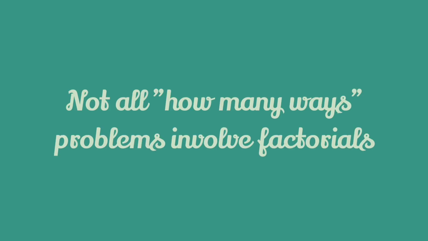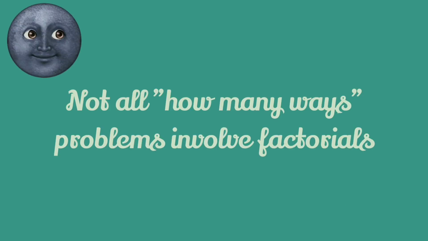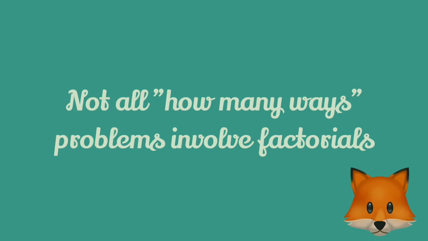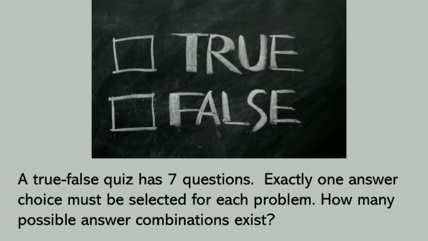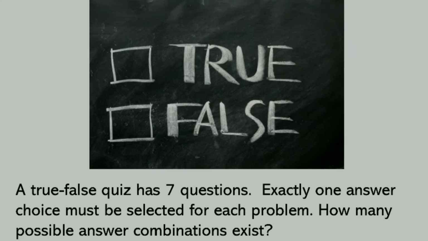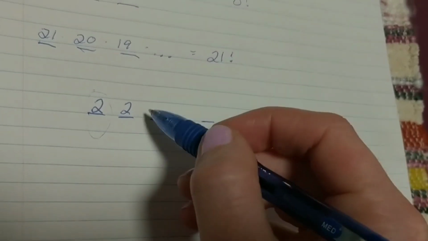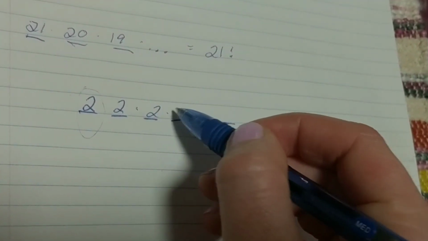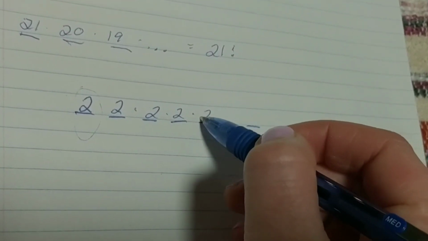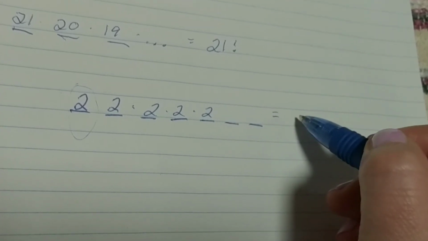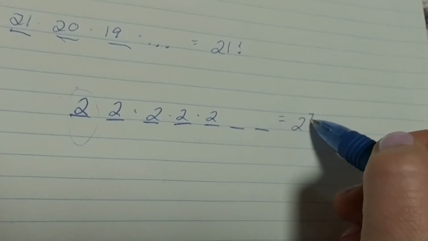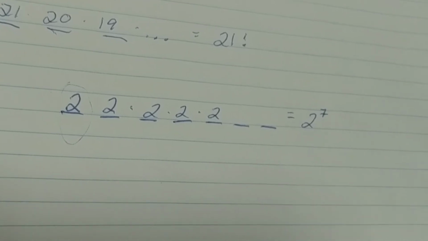Not every problem involving the number of possible combinations is going to be a factorial. There is a question about a true-false quiz with 7 questions. Now consider your first question, which is your first decision you have to make. You only have 2 options, true or false. So instead of 7, I'm going to write the number 2. Same thing for the second question, same thing for the third question. And what I come out to is 2 to the 7th power.